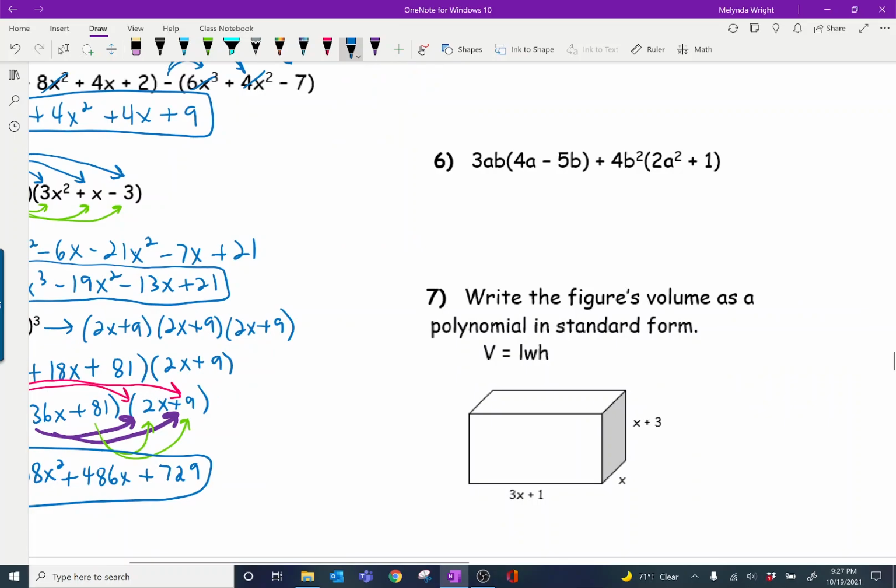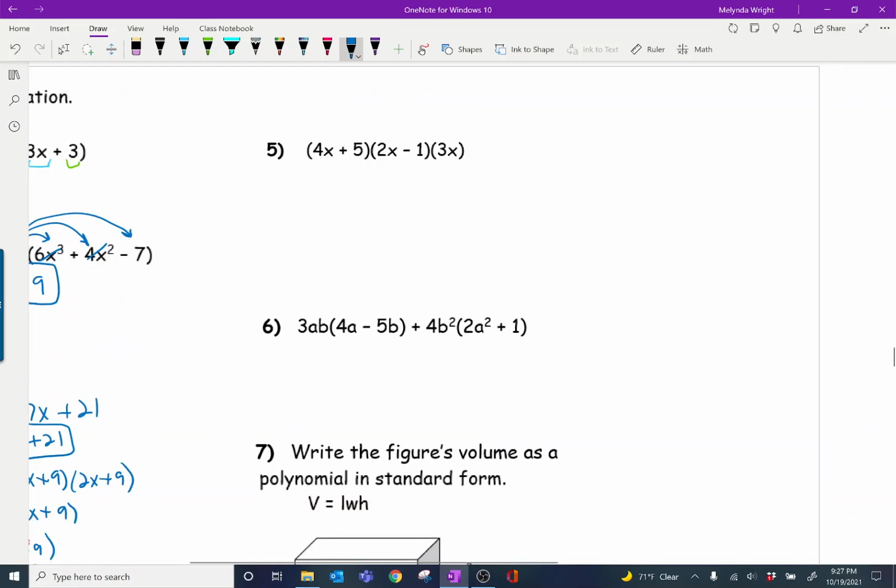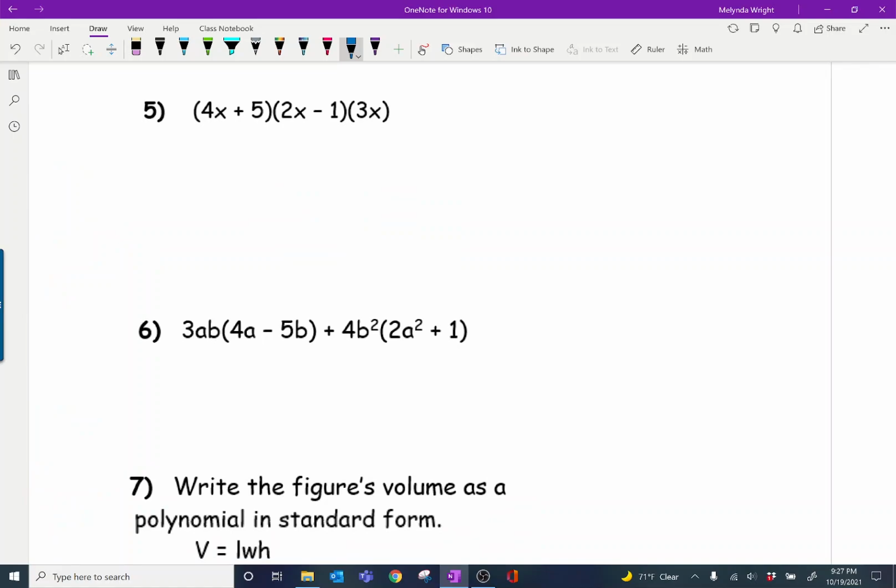Let's move to number 5. Okay, now we do have three things to multiply. Again, we're going to have to FOIL and then FOIL again. So I'm going to work on the first two, doing this. So I've got 8x squared minus 4x plus 10x minus 5. Let's combine like terms inside there so our work is a little easier.